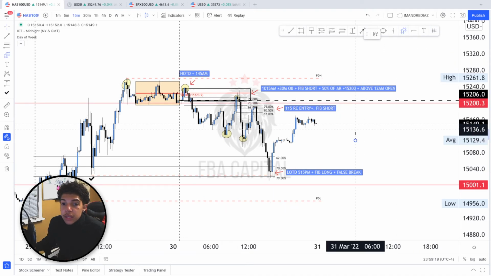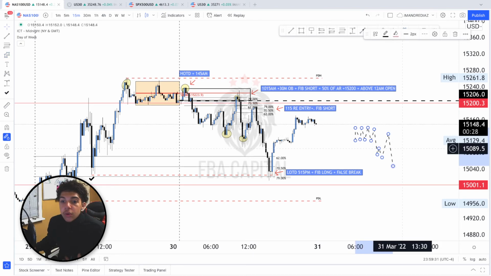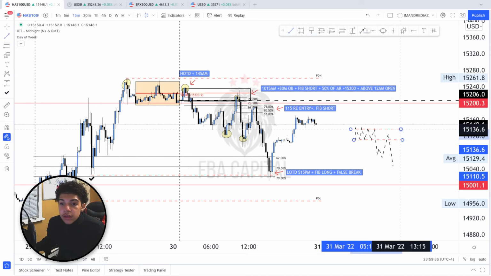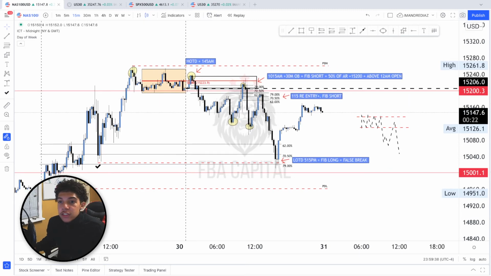So let's see. We had the Asian session range. Price ran above, creating the high of the day during the London session. Ran below. Retraced during the New York session. And price continued to go lower for the overall bearish London continuation of the day. So it was a pretty simple day. I love these types of setups, as you guys can see, and they're my favorite setups to take.